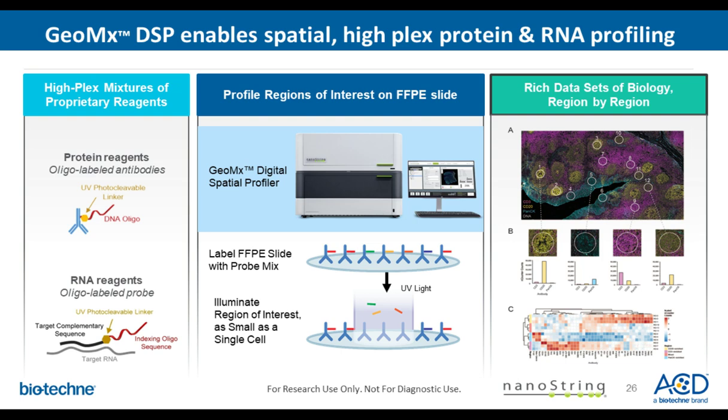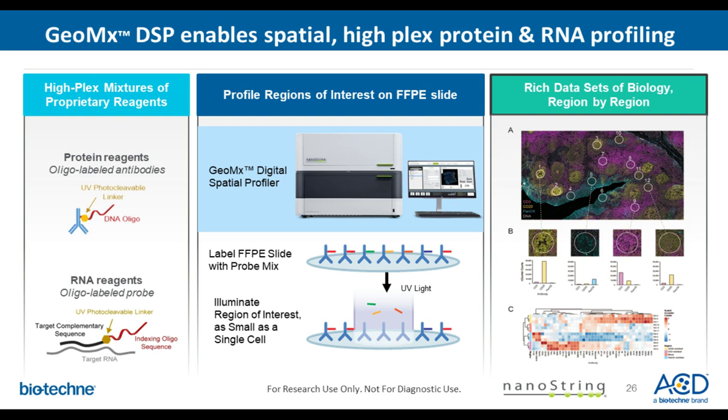So on the left side, importantly, we have the reagents. So these are the reagents that allow us to profile large numbers of proteins or genes in spatial context on tissue. So just focusing on the protein for a minute. What we do is we take IHC validated antibodies that are specific to the targets that we're interested in analyzing in the tissue, and we conjugate to that a UV photocleavable linker. So every antibody gets a unique DNA oligonucleotide with this photocleavable linker conjugated to it.